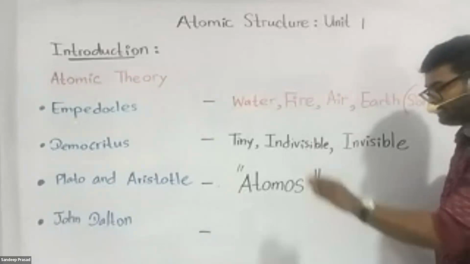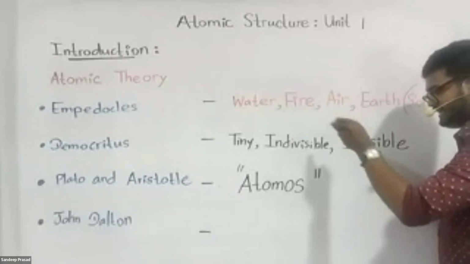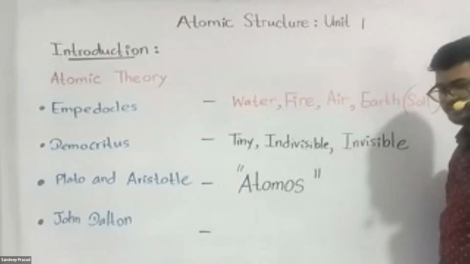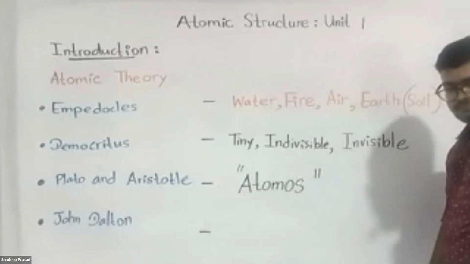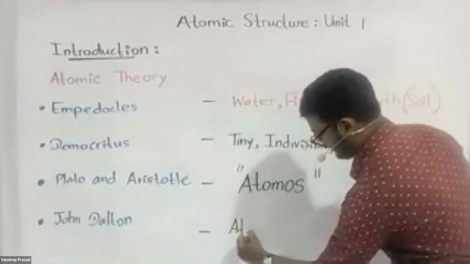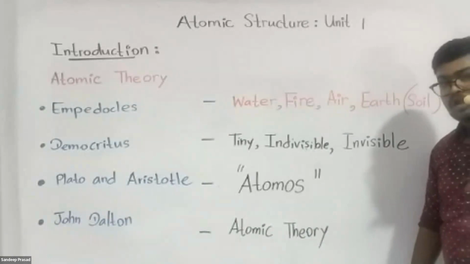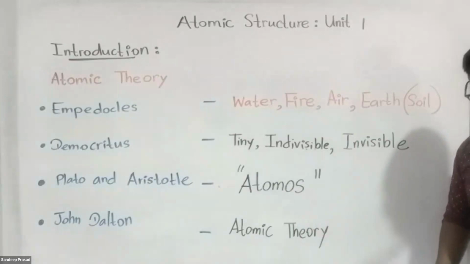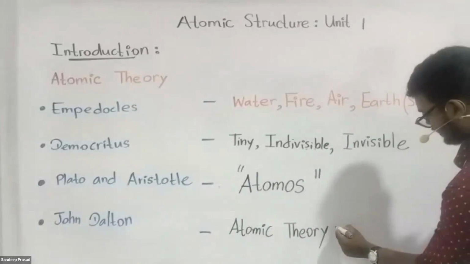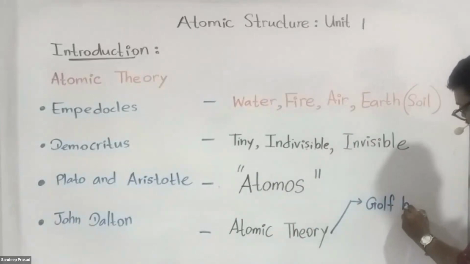They were thinking that the matter is made by tiny, indivisible and invisible particles, very small particles. Those particles are known as what? Atomos. Atomos is a Greek word. Try to understand. So John Dalton later introduced the atomic theory. Under his atomic theory, he introduced the atomic model. What is the atomic model that he represented? He said that atom looks like a golf ball. This is the first atomic model that we have to discuss.